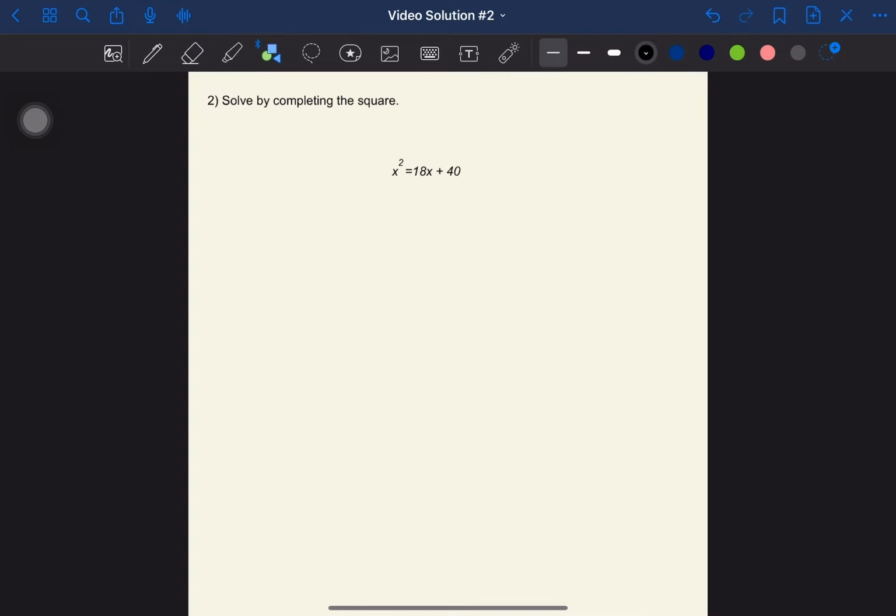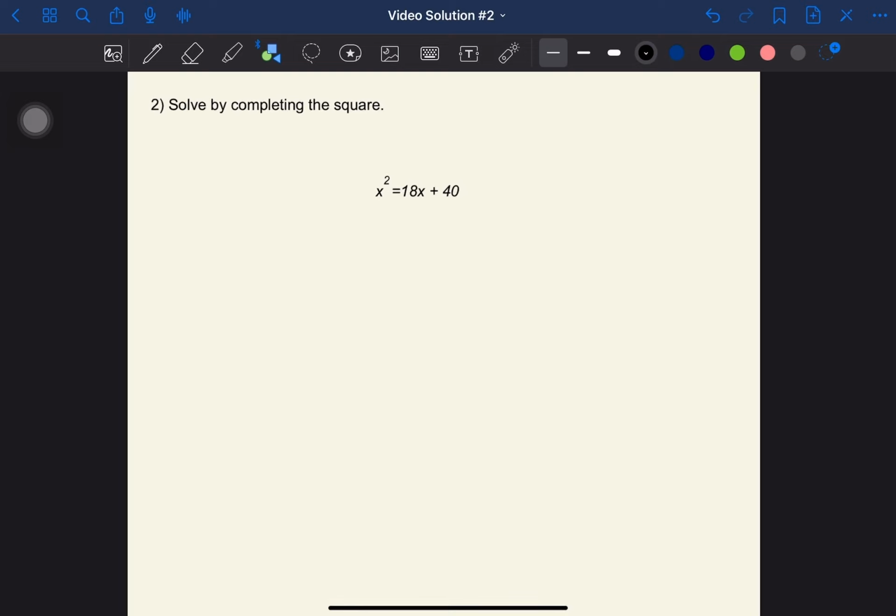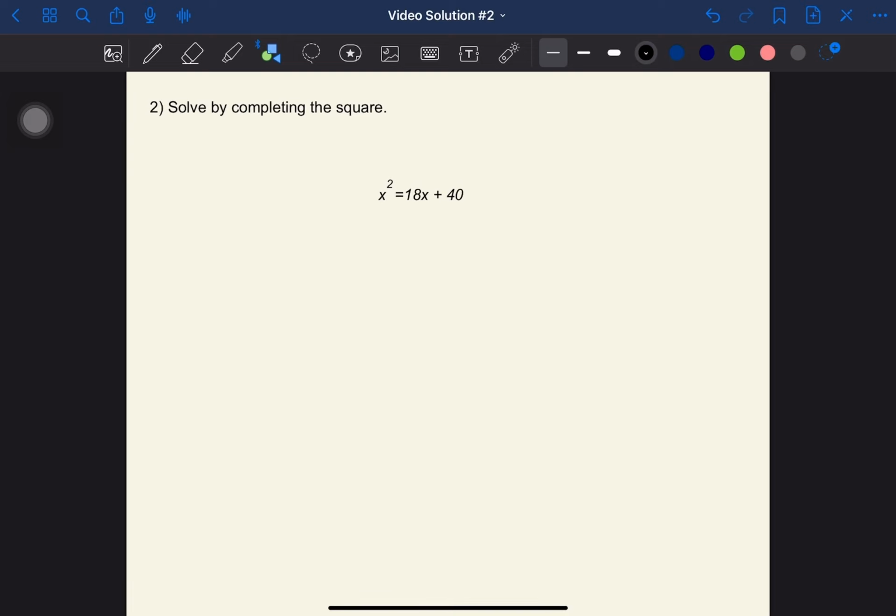Now for our second problem, we have to solve by completing the square. So what we have to start off by doing is we have to have our constant by itself. So we would start by subtracting the negative 18x, the negative 18x to both sides, and then we get x squared minus 18x is equal to 40.